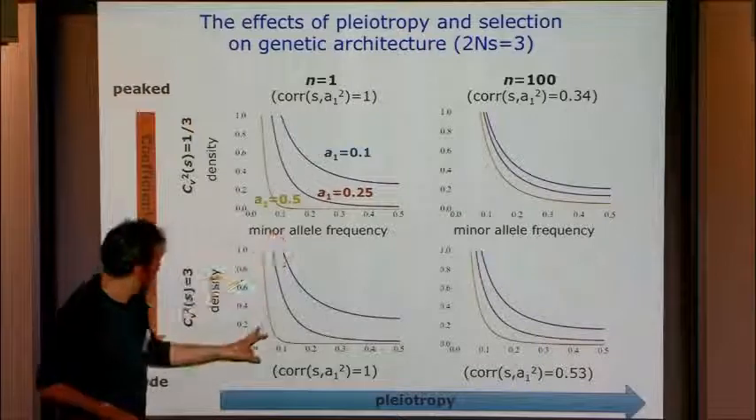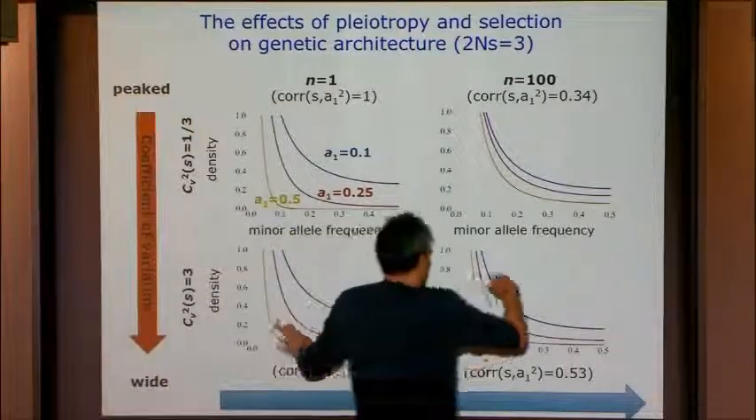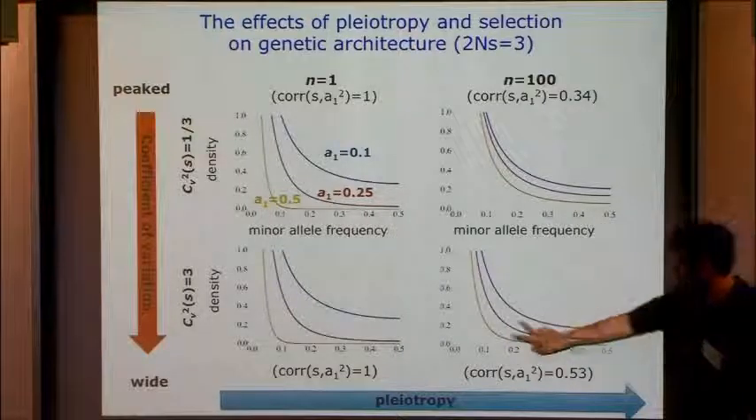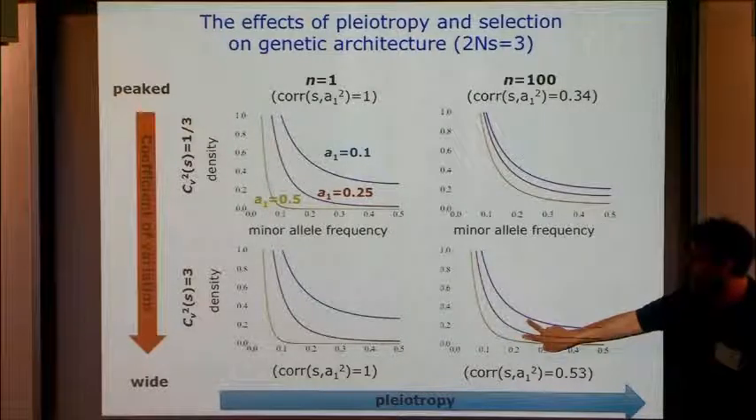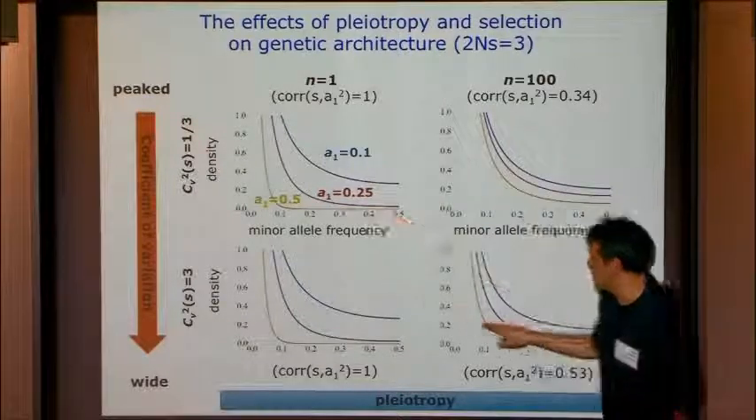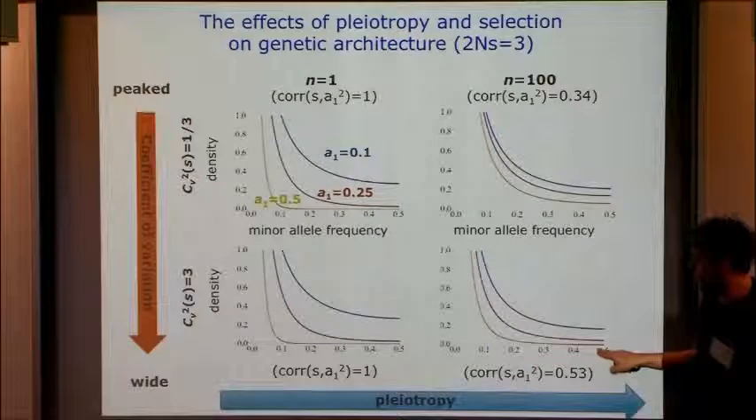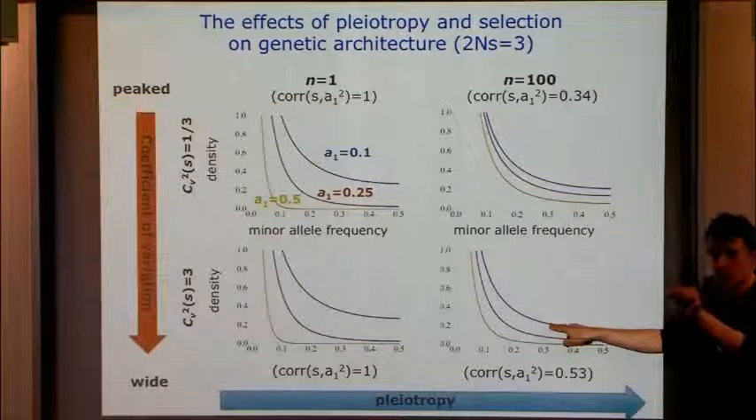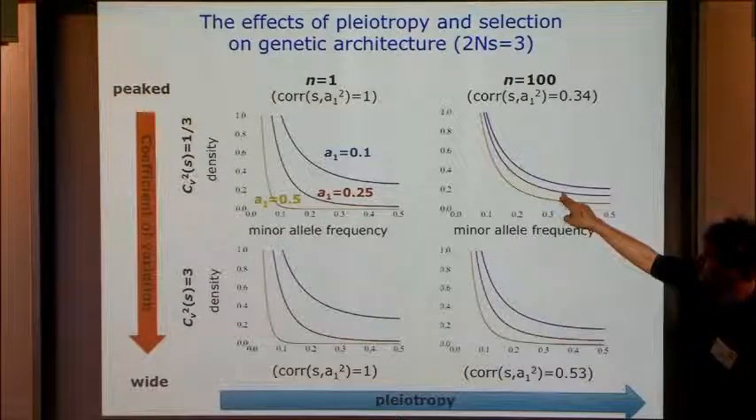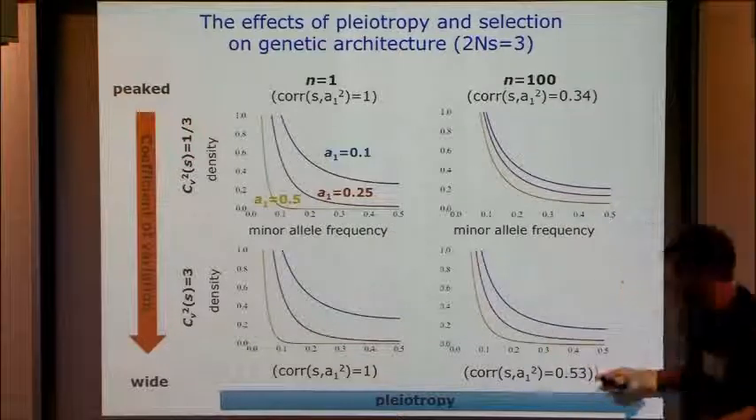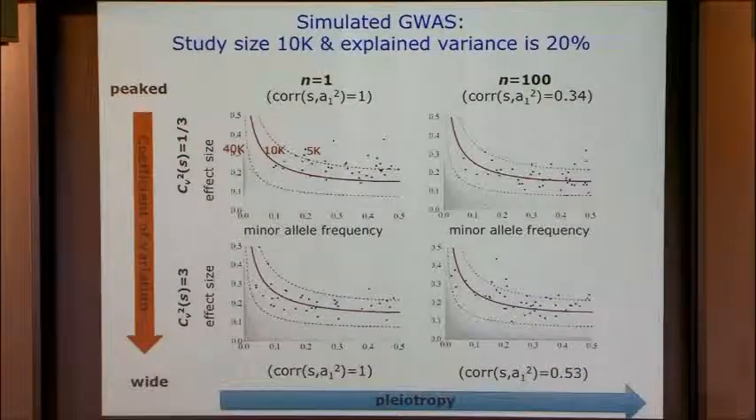However, when you move to a larger dimension, when you increase pleiotropy, then you see that there's less of a relationship. The relationship is weaker between the effect sizes and the frequency spectrum. And then when you move to narrower distributions of selection coefficient, the relationship becomes even weaker. So this is what we saw at the beginning. And then one thing you could do is you could simulate an association study in this model.